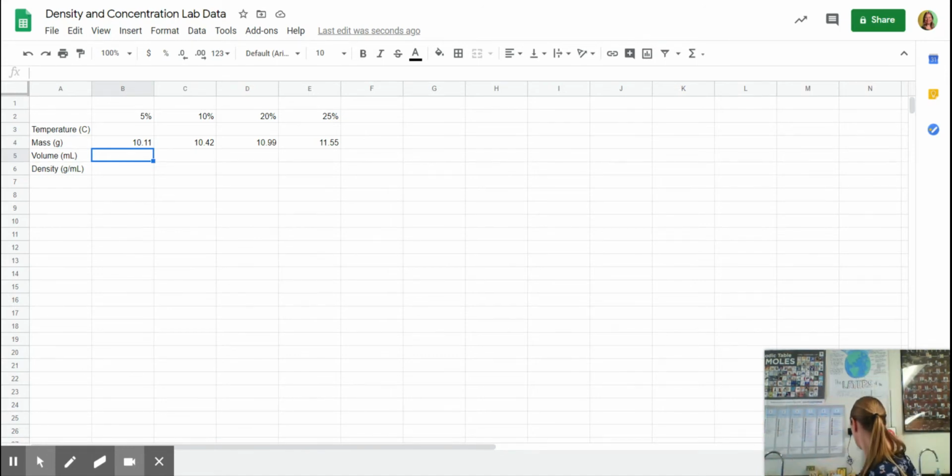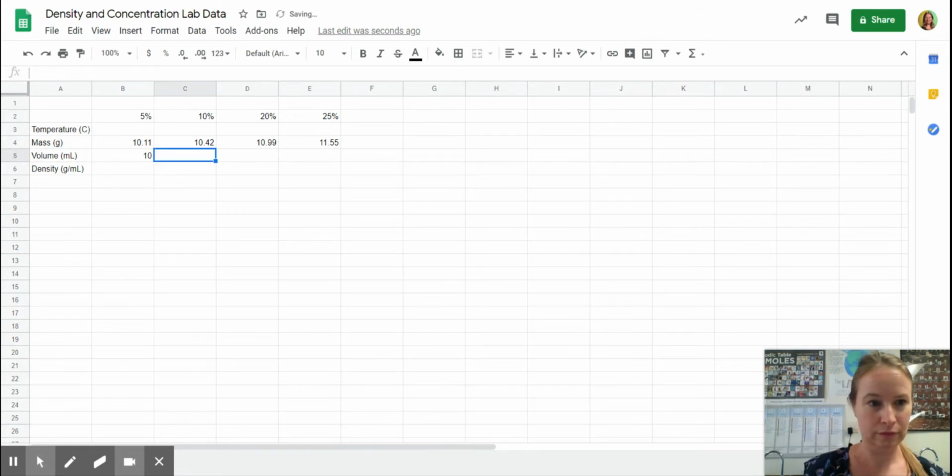So if it's right on the line, I don't know if you guys can see that, I can read the 10. If it was below that, it would have been 9.8. But because it's right on there, it is 10.0. So that's going to be our volume. Okay. And it's recording it as just 10.